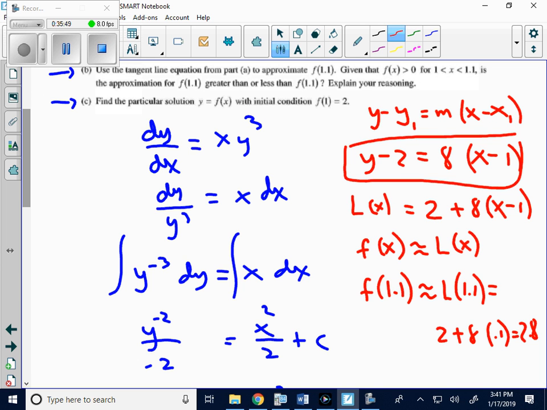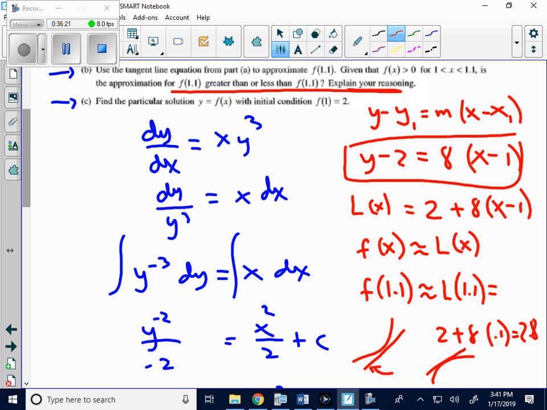So the last thing is explain why this is going to be bigger than or less than. So that sounds like a concavity thing. Is the tangent line below the curve, in which case the tangent line would be an underestimate, or is the tangent line over the curve, in which case the tangent line approximation would be an overestimate. So maybe knowing something about concavity, we could do that.